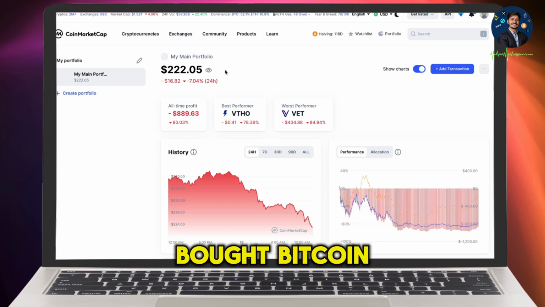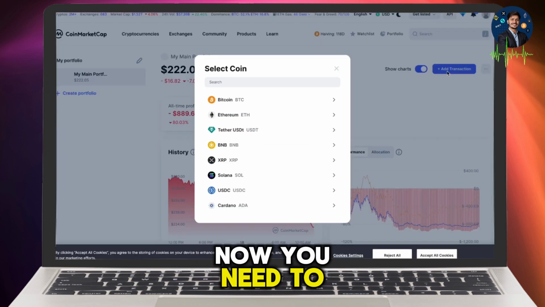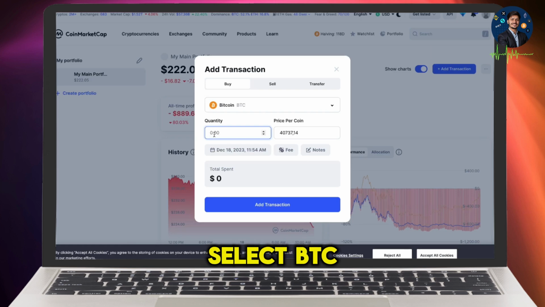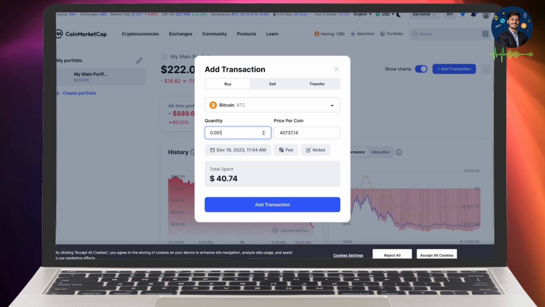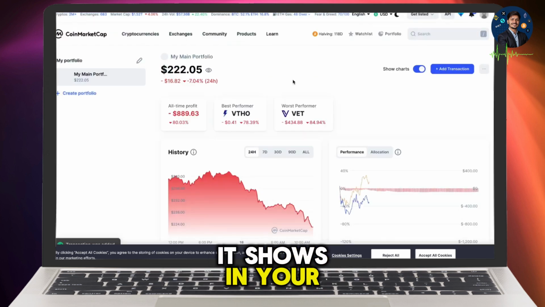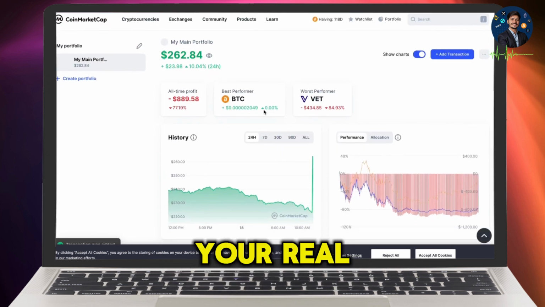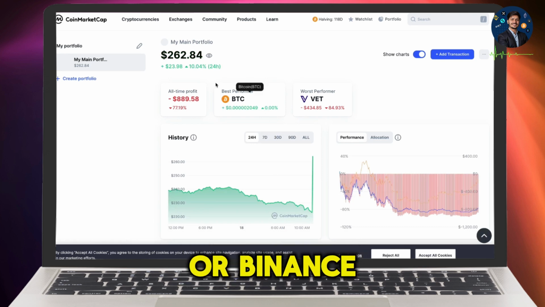For example, if you bought Bitcoin on Coinbase, now you need to tap add transaction, select BTC, enter your amount. So I'll enter 0.001, hit add transaction, and it shows in your portfolio. Then it just reflects your real holdings on platforms like Coinbase or Binance.